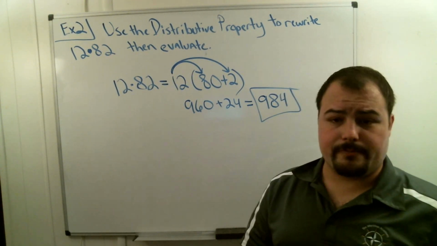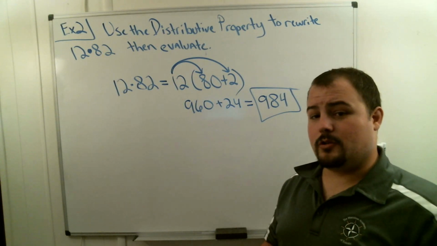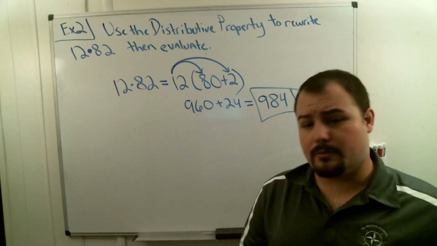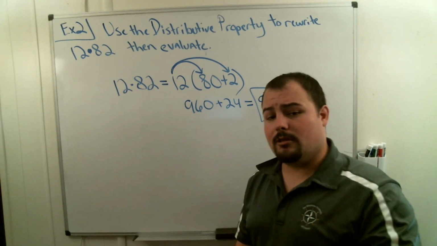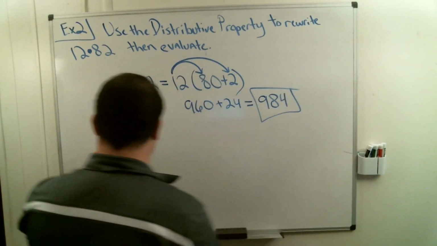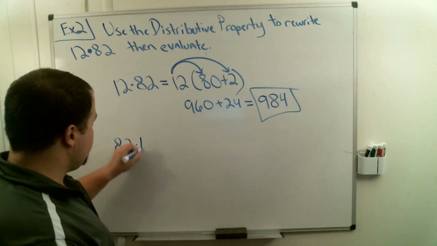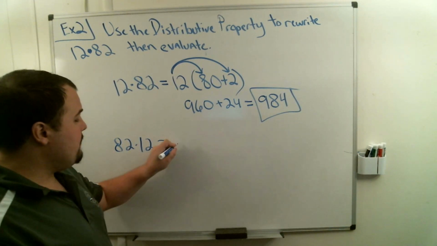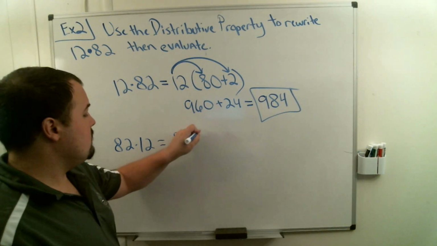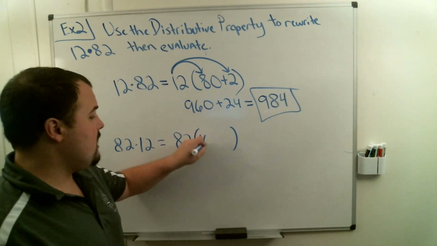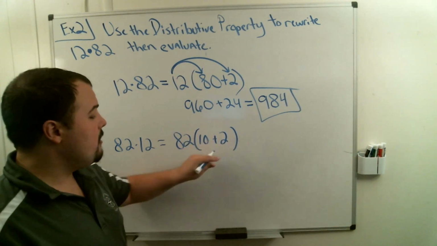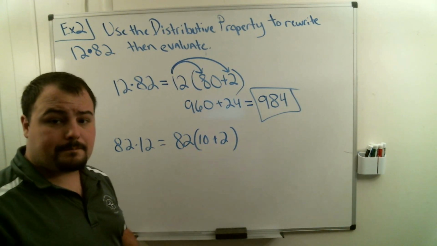Now you could have done the distribution property the other way if you wanted to, and instead of breaking apart 82, you could have broken apart 12. I'll show you how that one looks right here. So if I would have put 82 on the outside, that would look like 82 times 10 plus 2, because 10 plus 2 is 12.